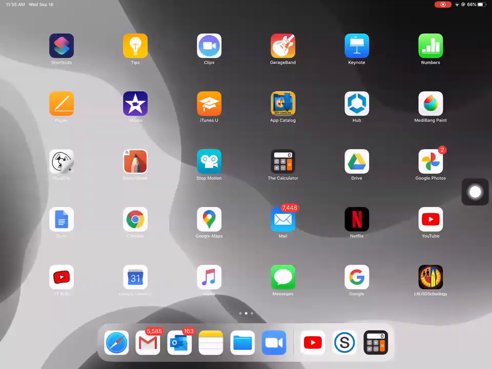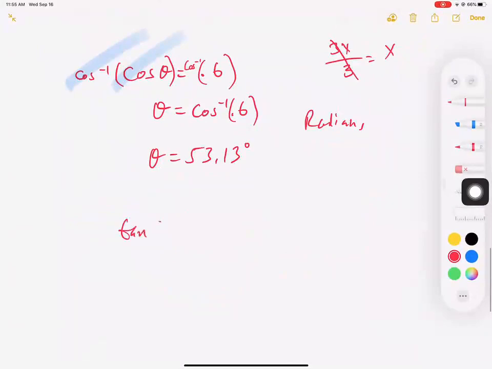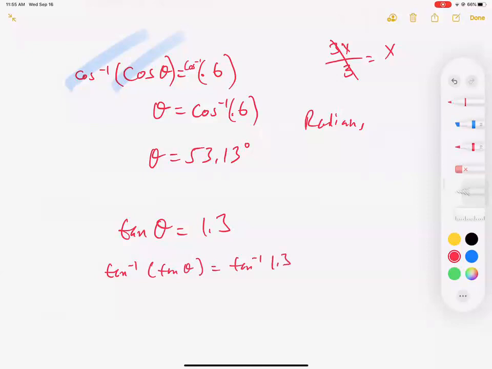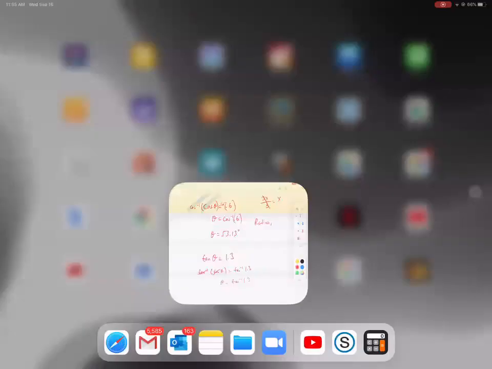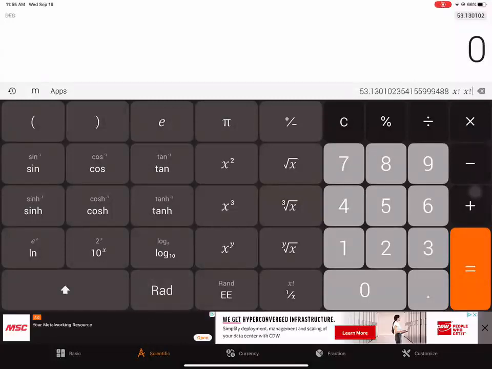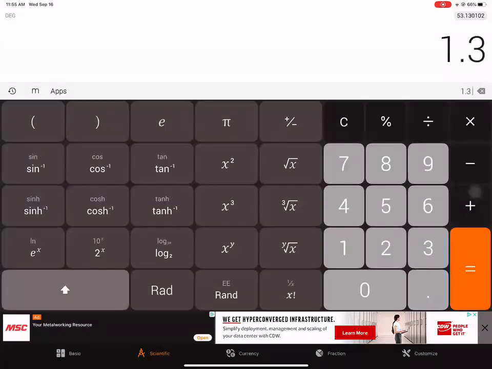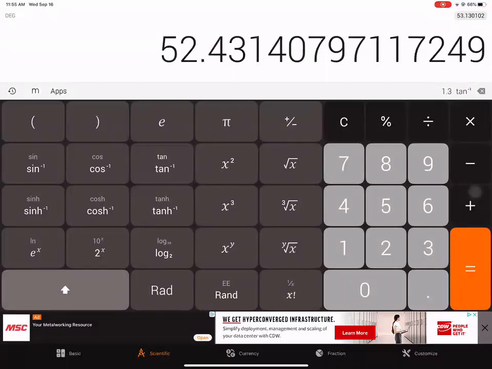Let me do another one. If I give you the tangent of theta is, let's say, 1.3. I don't know what 1.3 is. That's not a special triangle to me. So we're going to take the inverse tangent of both sides. The tangents go away, so we have theta is equal to tan inverse of 1.3. That's all calculator work. I want to make sure I'm in degrees here. So clear it, 1.3, shift, tan inverse. It's going to be 52.43 degrees.